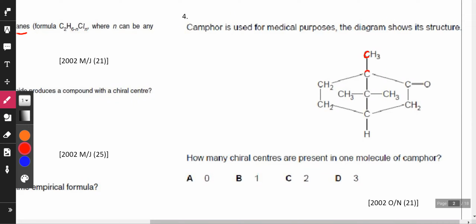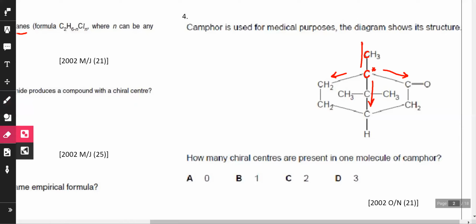Is this chiral? This one over here. Yes. Okay. This one is chiral because the top is different, the left side is different, the right side looks different, and the bottom side also looks different. All 4 sides they look different. So this one is definitely chiral. So I'm going to put a star on it. This one is chiral.